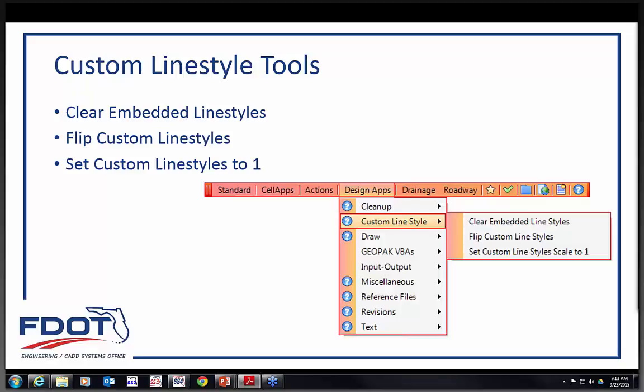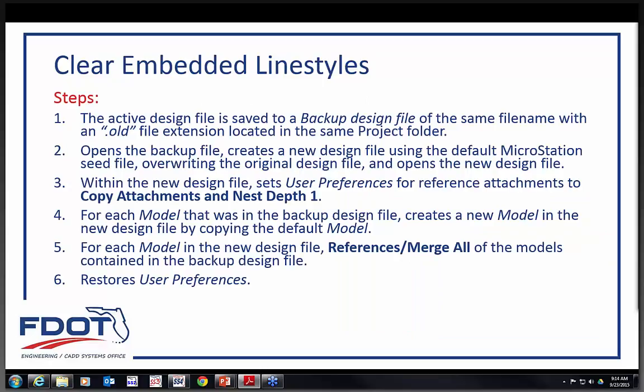Next on the list are custom line style tools. There are 3 tools under this menu: clear embedded line styles, flip custom line styles, and set custom line style to a scale of 1. The clear embedded line style tool replaces old or embedded line styles with the updated new line styles. And this app automatically replaces the active design file with a new file from a seed file. The steps that this tool does is shown here.